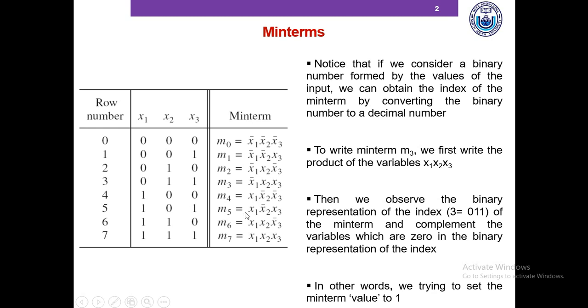Why do we do this? We are writing the minterm, or this product term, or this AND term, such that the value of this minterm is equal to 1. If we AND x1, x2, and x3 in this row, it becomes 0 unless we make x2 equal to 1. That is, we complement it. So that's the idea. In other words, we're trying to set the minterm value equal to 1.